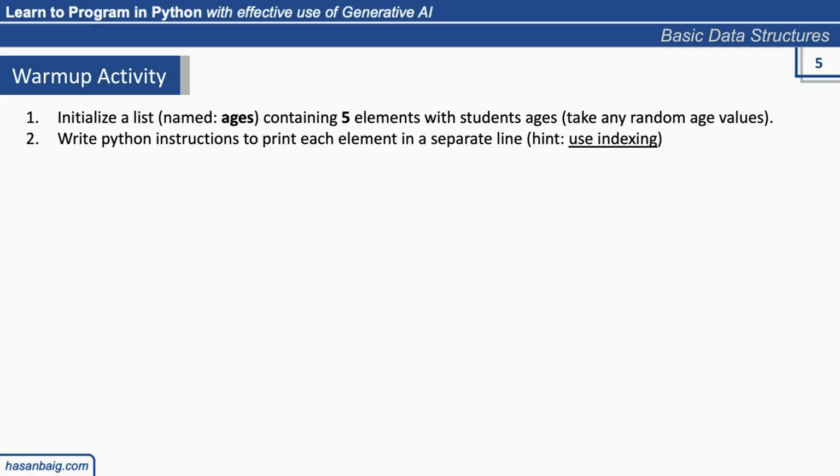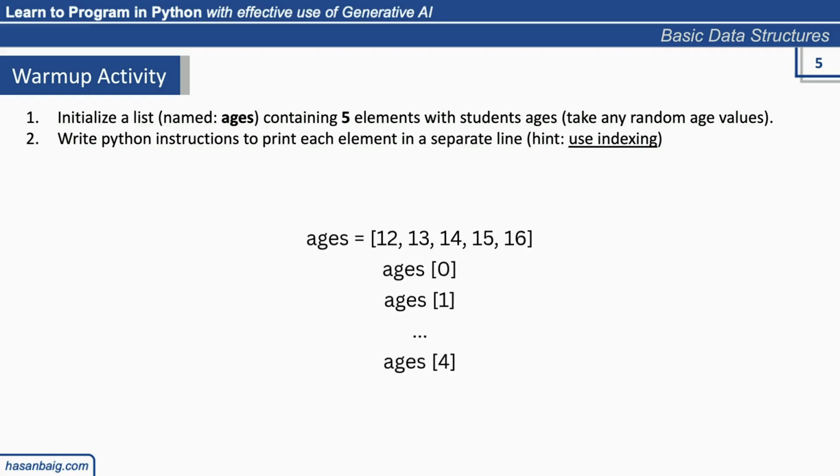The first thing first is ages equals the list containing the 5 random values. And how do you access each element? With the help of indexing. So for example, the very first element you would write like this, ages[0], similarly ages[1], and you just need to enclose that in a print statement. And same is the case with all other 5 elements. Okay, agreed?